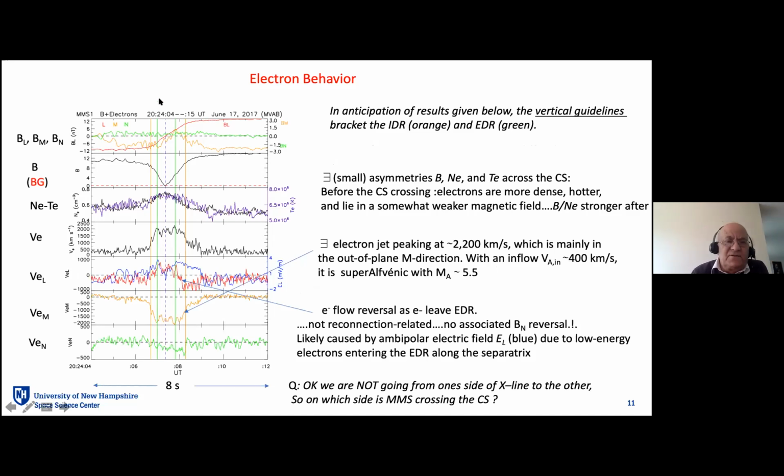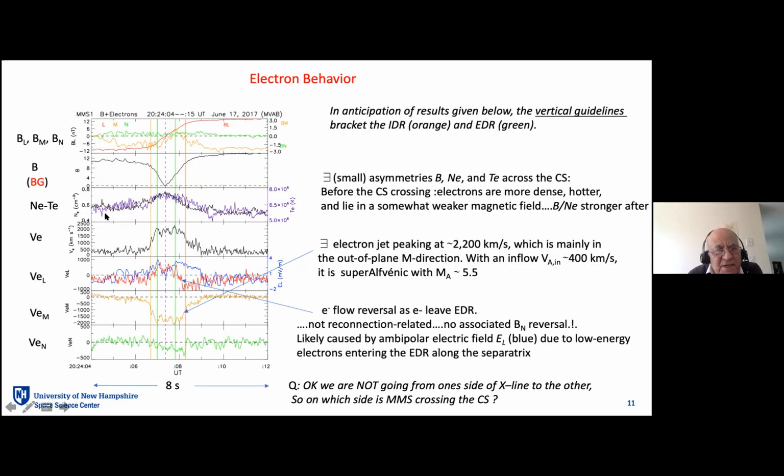Now we talk about the electron behavior here. So I have this 8-second period and this figure with the components of B for guidance. The total B, and this dashed line here is the guide field. It shows that when you are in the inflow region, you still have a non-zero component. Then this is density and temperature, etc. And in anticipation of results, these vertical lines, between the outer ones is the IDR, and between the inner ones is the EDR.